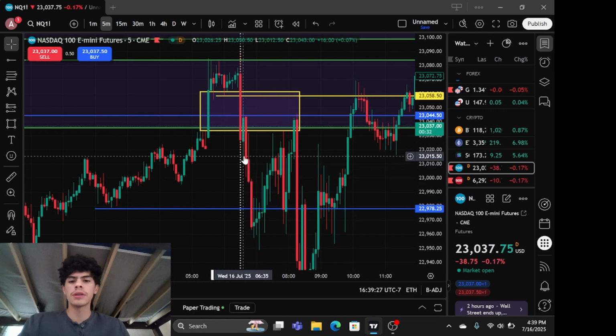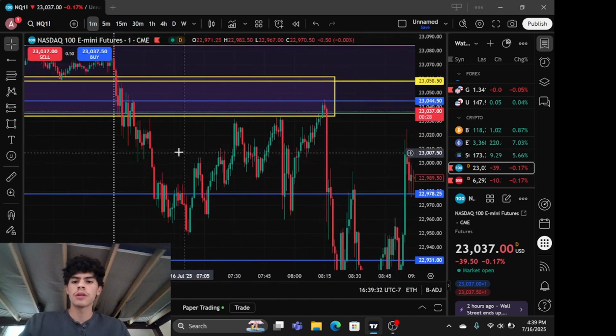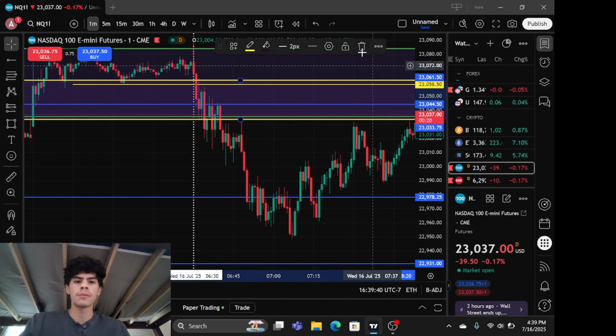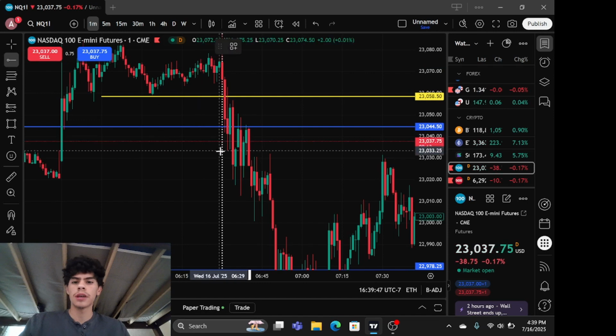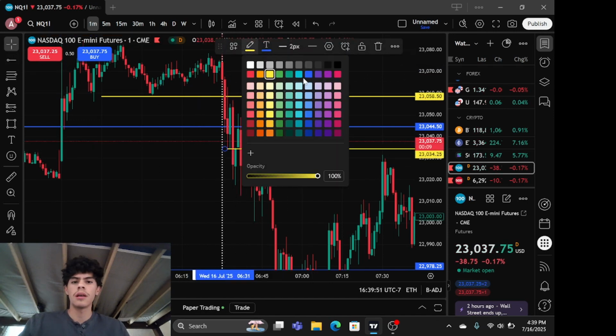Okay, we get that retrace, we scale down to the 1 minute. We're just looking for a 1 minute break of structure. We get that 1 minute break of structure right here, exactly where the fair value gap is. So let me just remove that so it looks cleaner. So we get that 1 minute break of structure right here.